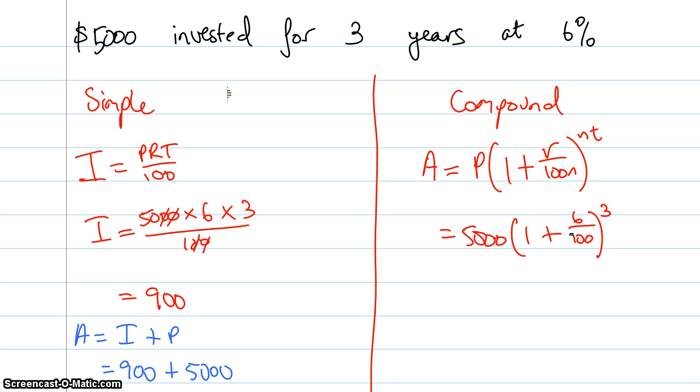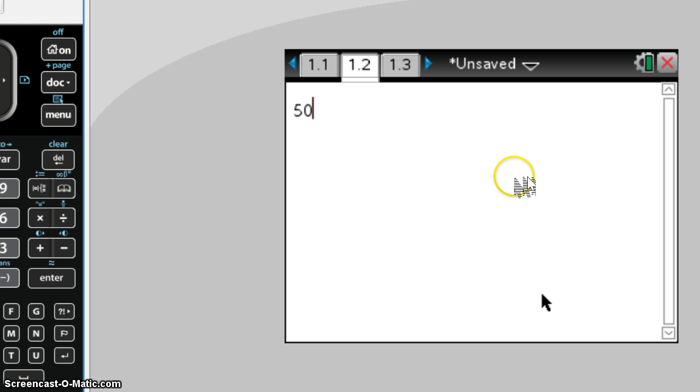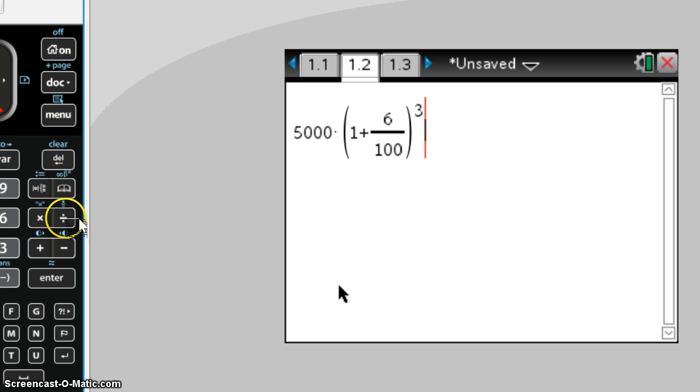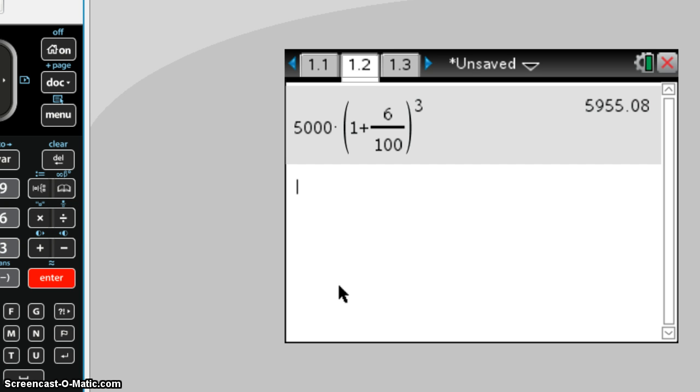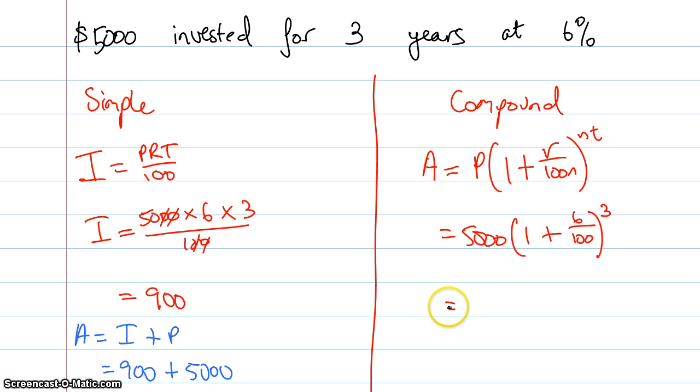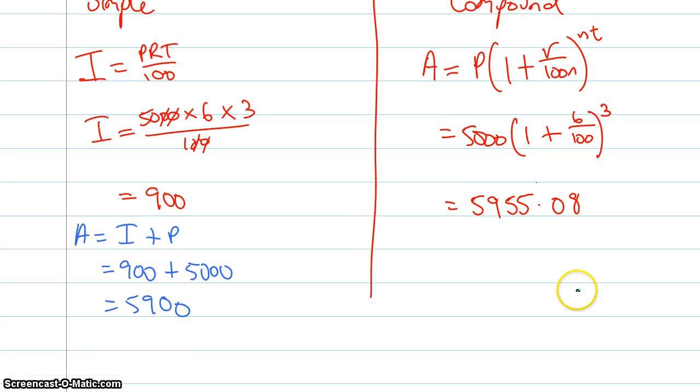Now I can't do this one in my head. I'm going to have to go to my calculator. So let's do that. 5,000 times, brackets, 1 plus, and then control divide, so that gives me the fraction, 6 over 100, all to the power of 3, and then push enter, and I end up getting 5955.08.